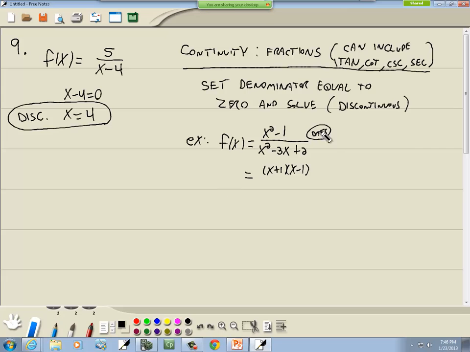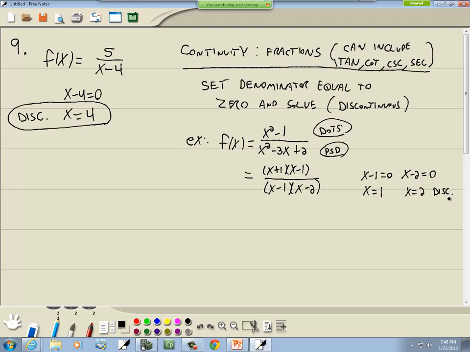Try to write legibly. So difference of squares. This one is the PST method. So it factors as x minus 1 times x minus 2. Okay. Now remember what we just said about continuity and fractions. Set denominator equal to 0 and solve. So if I set x minus 1 equal to 0, and I set x minus 2 equal to 0, we're going to get x equals 1, and we'll get x equals 2. Without a doubt, these are discontinuities.